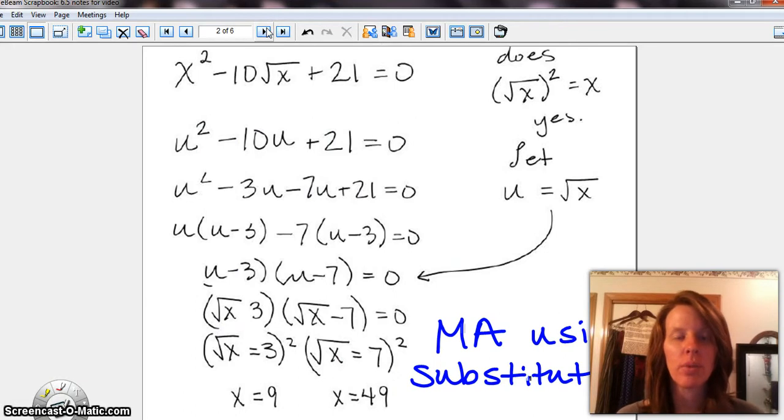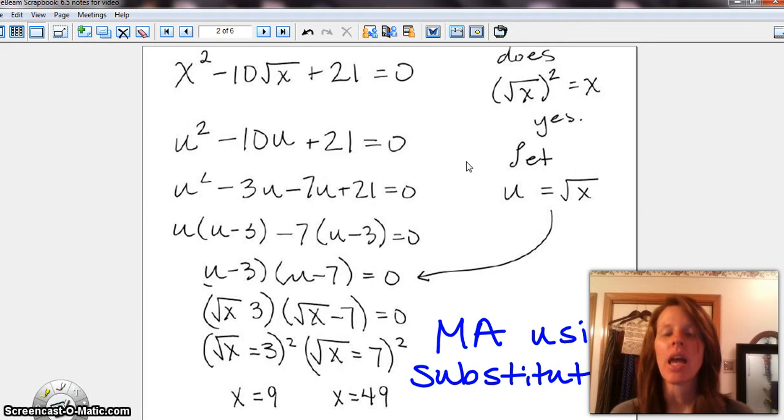So here is a problem completely worked out using MA with substitution. So here's our problem: x squared minus 10x on the square root of x plus 21 equals 0. So over here on your right is where you decide how we get x from the square root of x. You're going to be looking at your middle term and your first term, and you decide what part of your middle term can you square to get your first term. So we say, can we square the square root of x to get x?